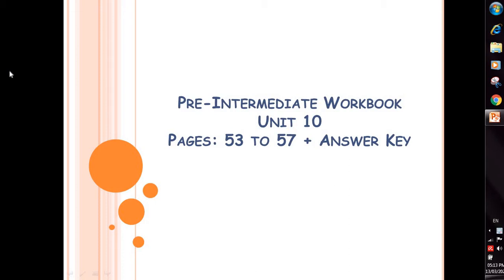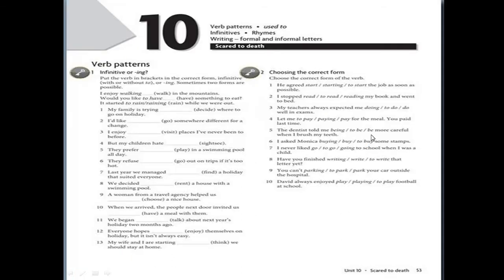The pages are from page 53 to page 57. Of course, at the end of this video you'll have the answer key for each question. Unit 10 is about verb patterns, used to, infinitives, rhymes, and finally in the writing part we will take the difference between formal and informal letters.